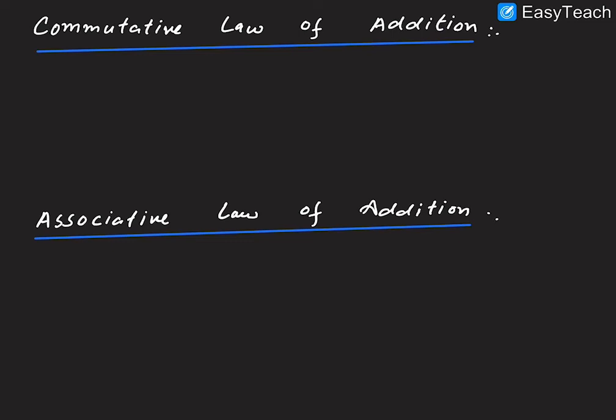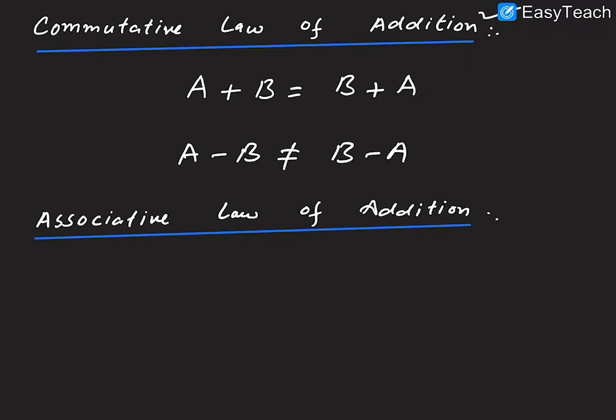Next is commutative law of addition. If A and B are two matrices of the same order, then the commutative law says that A plus B is equal to B plus A. This is called commutative law of addition of matrices. But it is not valid for subtraction: A minus B will not be equal to B minus A. Only A plus B will be equal to B plus A. That's why it is called commutative law of addition.